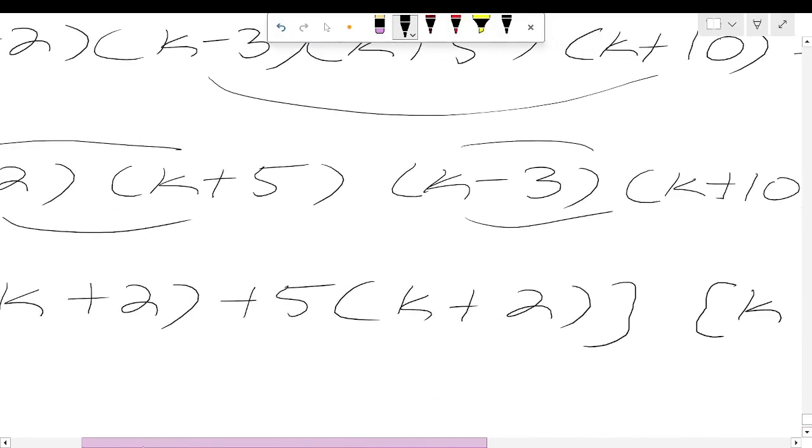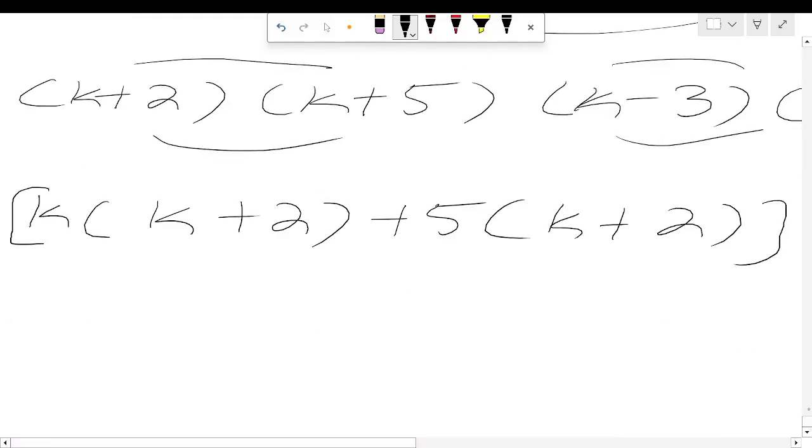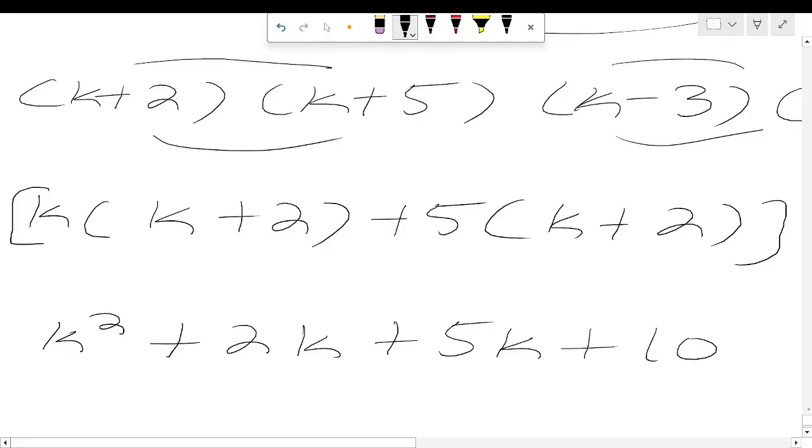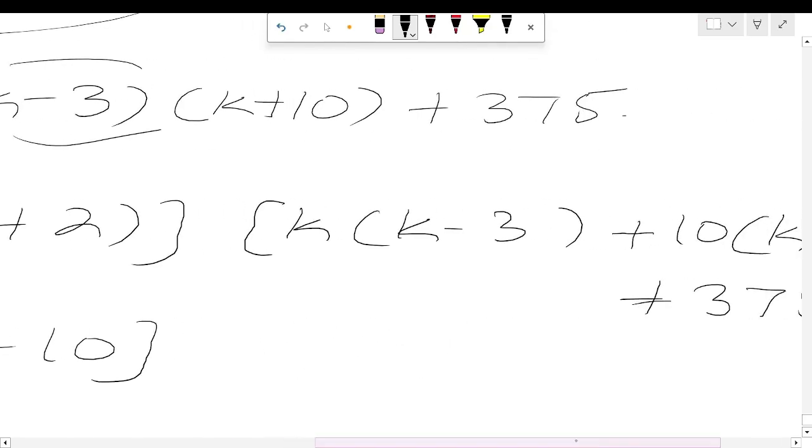Okay, so what do I need to do next? I need to simplify it. So I'll just write here k square plus 2k plus 5k plus 10. So I'll just use the square bracket again here, not the parenthesis. We will use it later on.